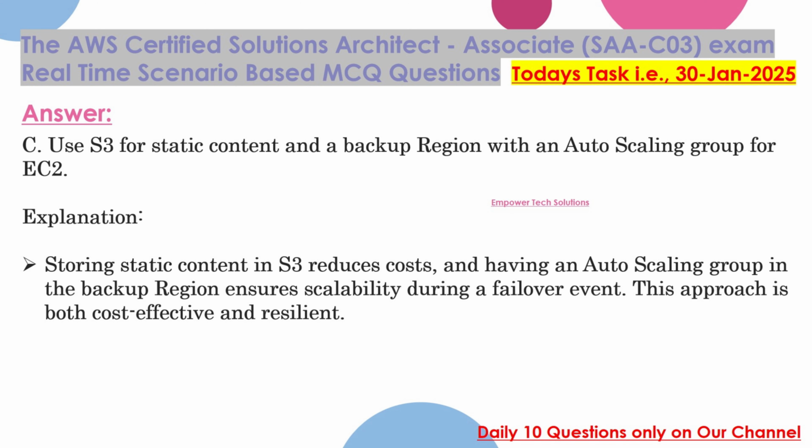Correct answer: C. Use S3 for static content and a backup region with an auto-scaling group for EC2. Explanation: storing static content in S3 reduces costs, and having an auto-scaling group in the backup region ensures scalability during a failover event. This approach is both cost-effective and resilient.